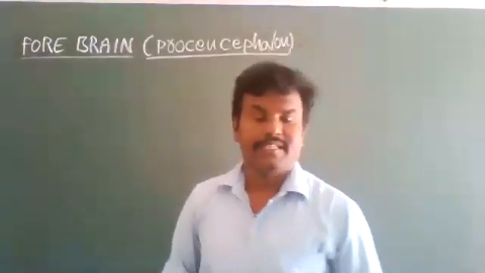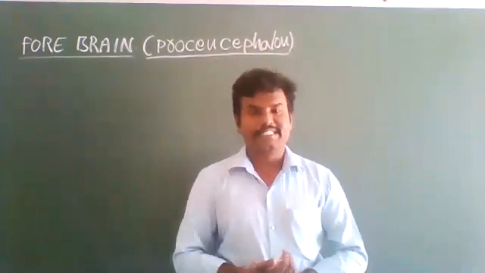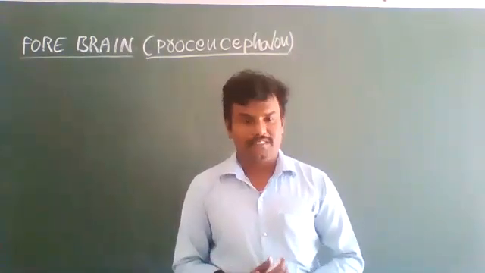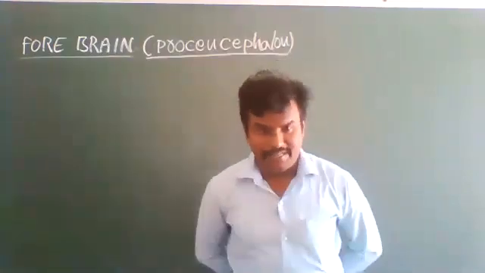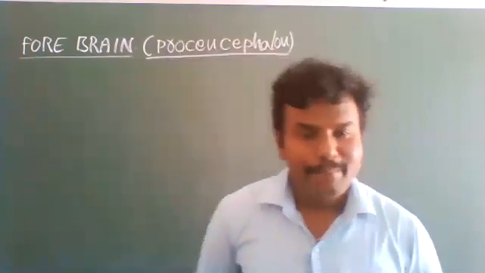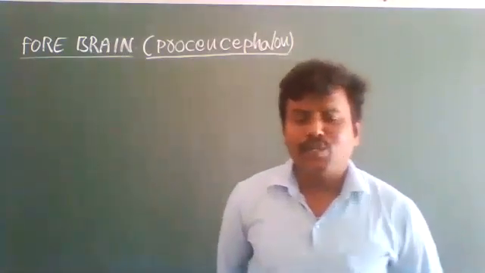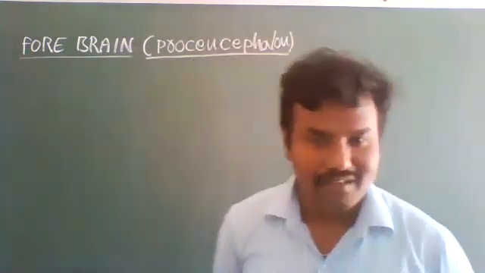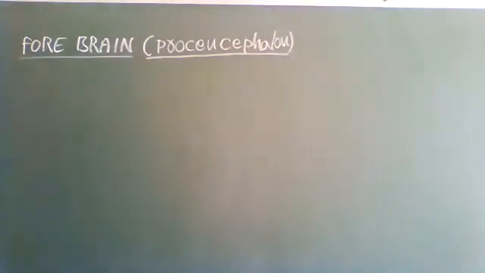...human beings. It weighs about 1350 grams. It is divided into three parts, that is forebrain, midbrain and hindbrain. Forebrain is also called prosencephalon. Midbrain is also called mesencephalon. Hindbrain is also called rhombencephalon. So among these three parts, first of all, I will talk about forebrain.